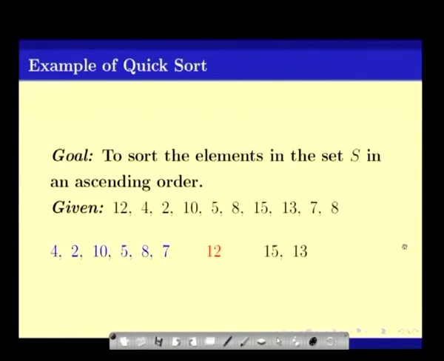Thus, if you sort the ones that are left, we get something like this, and then if you sort the ones that are in the right, we get something like this, and now this gives us the complete sorted list, because the elements in the left are sorted and are less than 12, and elements which on the right are greater than 12 and are sorted also.